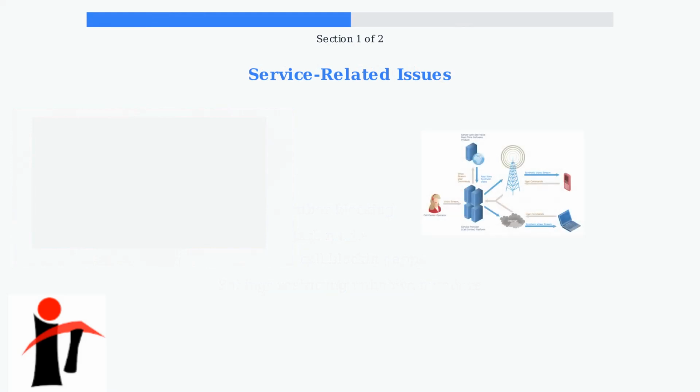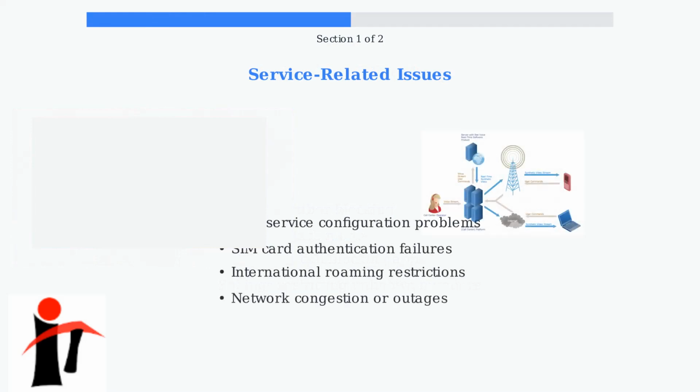Service-related issues involve technical problems with the calling infrastructure itself. These include VoIP service misconfigurations, SIM card authentication failures, international roaming restrictions, and network congestion or outages. These technical issues can prevent calls from being properly routed to their destination.